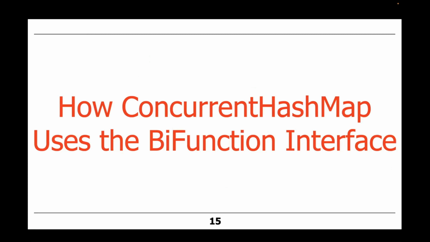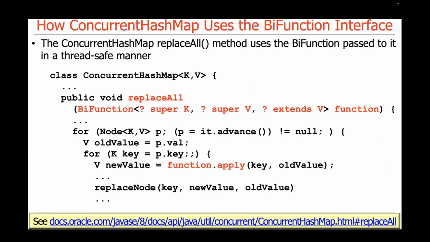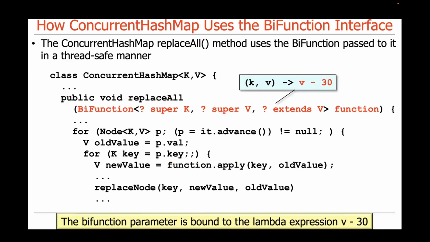Let's take a look at how the ConcurrentHashMap uses the BiFunction interface under the hood. So here's the replaceAll method, and you can see that it takes a BiFunction, and this BiFunction is oddly enough called function, and it's going to go ahead and apply it with two parameters. One is the key, and one is the old value. And then it creates a new value and updates that in the map. So here's the mapping that's done. The BiFunction parameter is bound to the lambda expression v minus 30. So you can see that we're basically taking the key and value portion, and then we're going to go ahead and subtract 30 from the value, and then that will go ahead and update the value in the map. That's just the way it works. And if you look carefully at the code, you can see that's what it's doing.